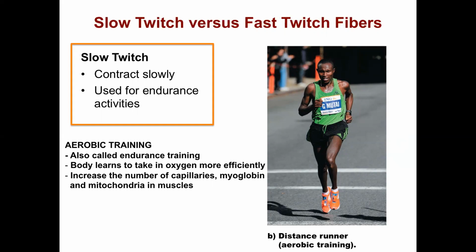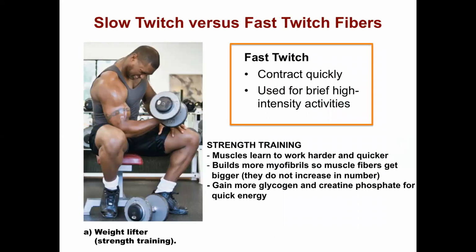But look at this guy's muscles compared to this guy's, right? It's a different type of athleticism. Now, this guy has very thick muscles. So what he's doing here is using the fast twitch fibers. These are the ones that are trained in strength training. They contract quickly. They're very strong, used for brief, high-intensity activities. So we don't need lots of ATP production here, but we need enough for quick bursts of activity.